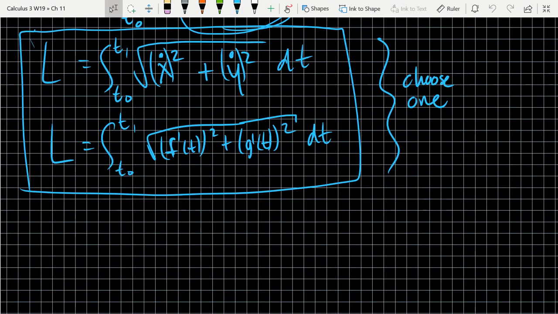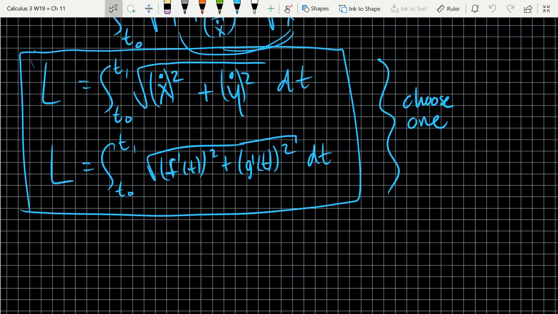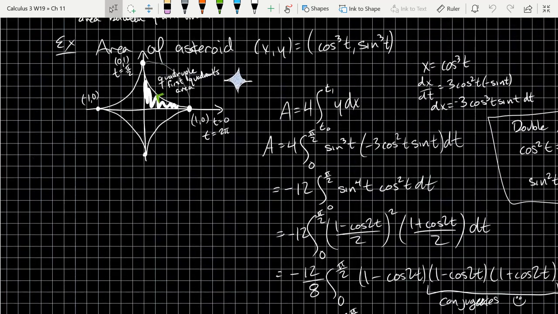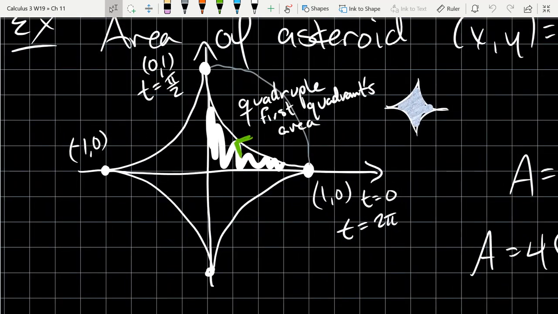So we have an arc length formula. We were just looking at that asteroid. So let's go ahead and do the perimeter of that same asteroid we had up there. So we already have the t values for one full lap. And can we exploit symmetry now if we want perimeter?